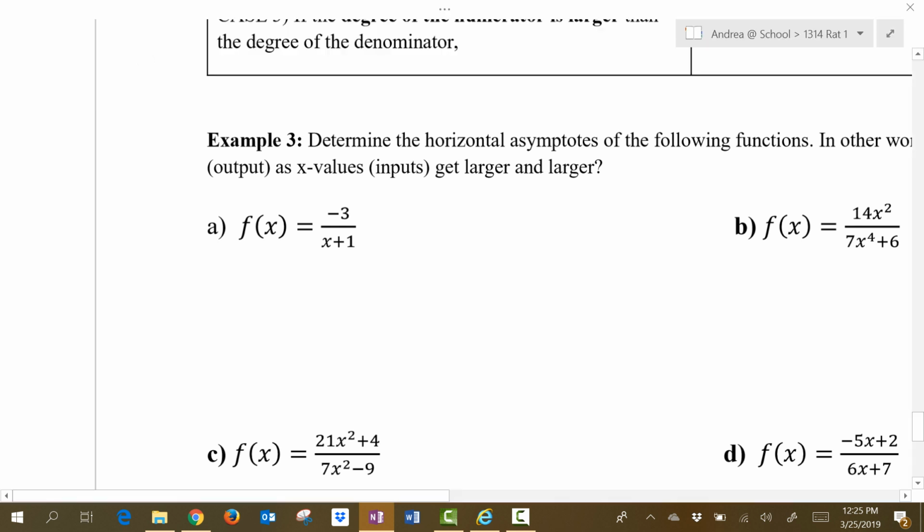So for part A, we want to determine the horizontal asymptote of this rational function. To do that, we're going to compare degrees. We want to find the degree of the numerator, and we want to find the degree of the denominator. We want to figure out which one is larger. In the denominator, if I'm looking for the degree of x plus 1, it's written out as terms. And if it's written out as terms, then the degree will be the highest exponent that I see on x. So the degree of the denominator is 1.